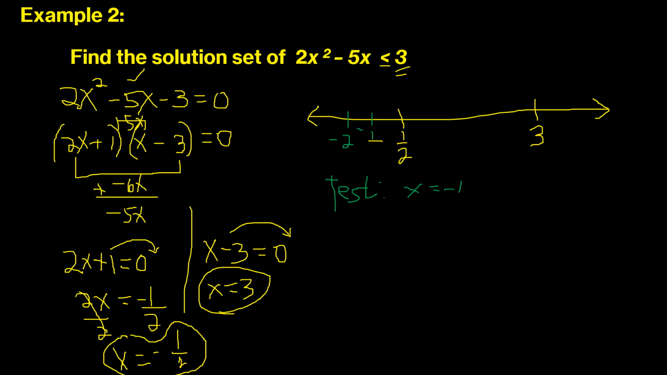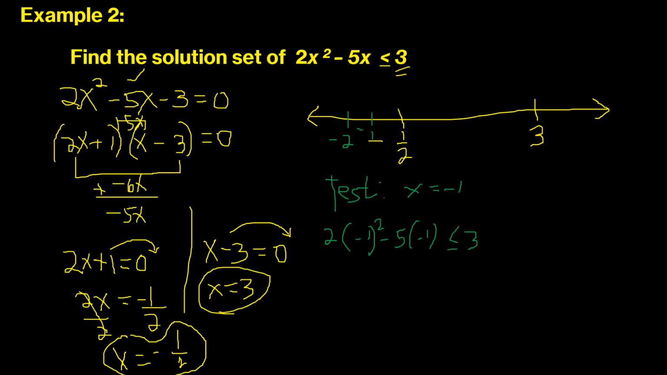Let's substitute negative 1 to our original inequality. So we have 2 times negative 1 squared minus 5 times negative 1 is less than or equal to 3. So 2 times negative 1 is squared.